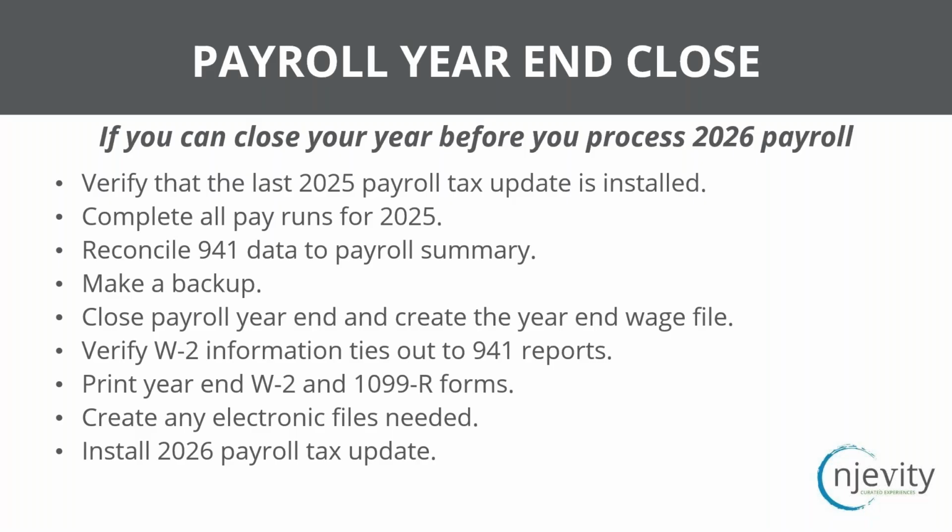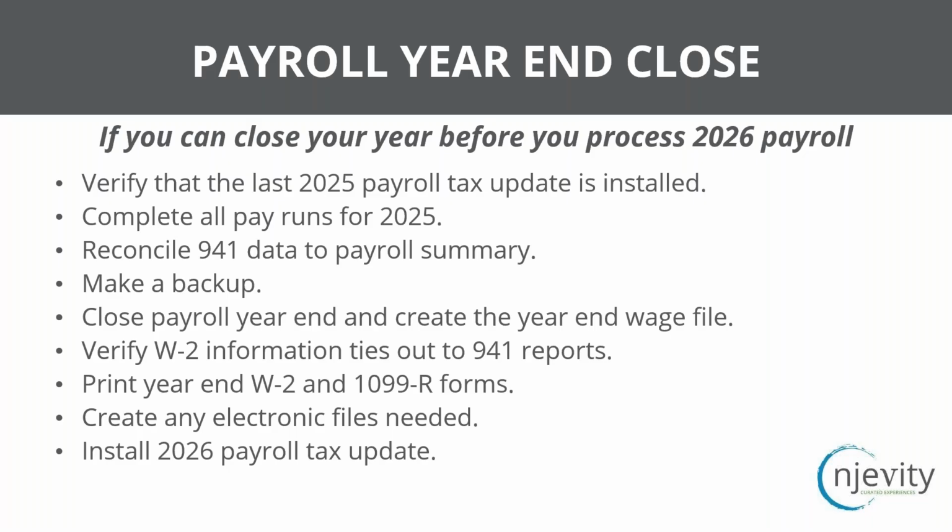Okay, so with that, if you can close your year before you process your 2026 payrolls, that's the best option. And if you can, here's the steps to do that. Make sure you get your last payroll of 2025 in and the last payroll tax update of 2025, which is not the year-end update. There's a payroll tax update that's separate. So you want to get the 2025 one in first. Complete all your 2025 pay runs. Do your 941 reconciliations. Make sure they're all right. Tie it to your payroll summary. Make a backup. Close the payroll year-end and create the year-end wage file.